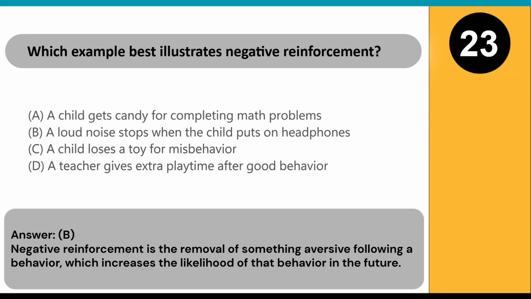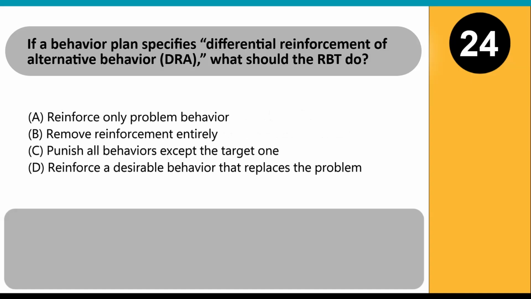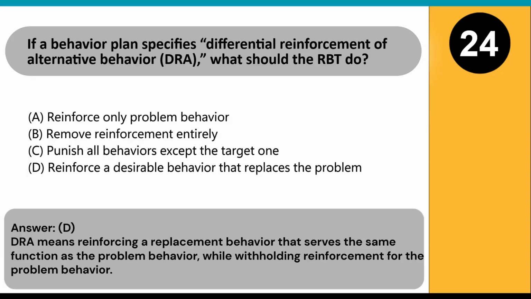in the future. If a behavior plan specifies differential reinforcement of alternative behavior, DRA, what should the RBT do? A. Reinforce only problem behavior. B. Remove reinforcement entirely. C. Punish all behaviors except the target one. D. Reinforce a desirable behavior that replaces the problem. Answer D. DRA means reinforcing a replacement behavior that serves the same function as the problem behavior, while withholding reinforcement for the problem behavior.